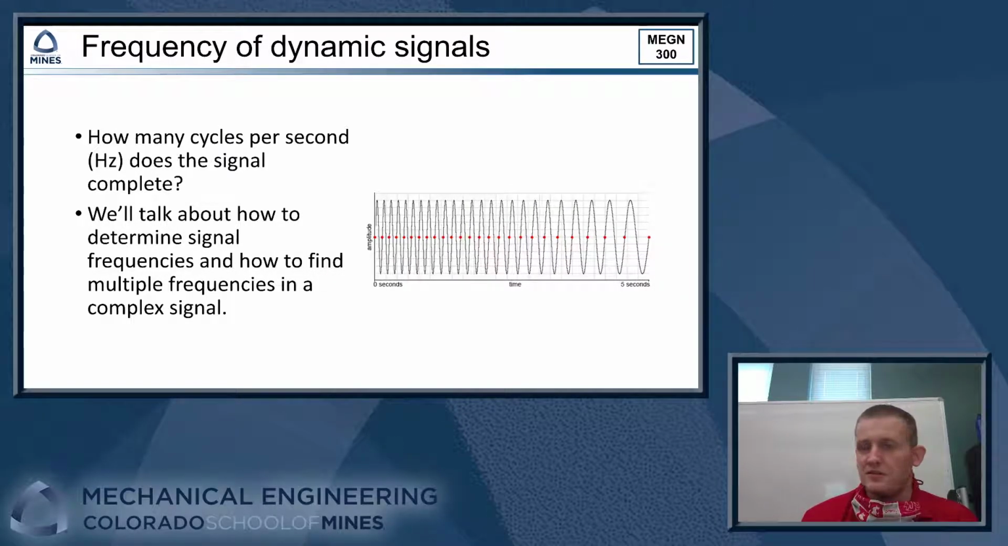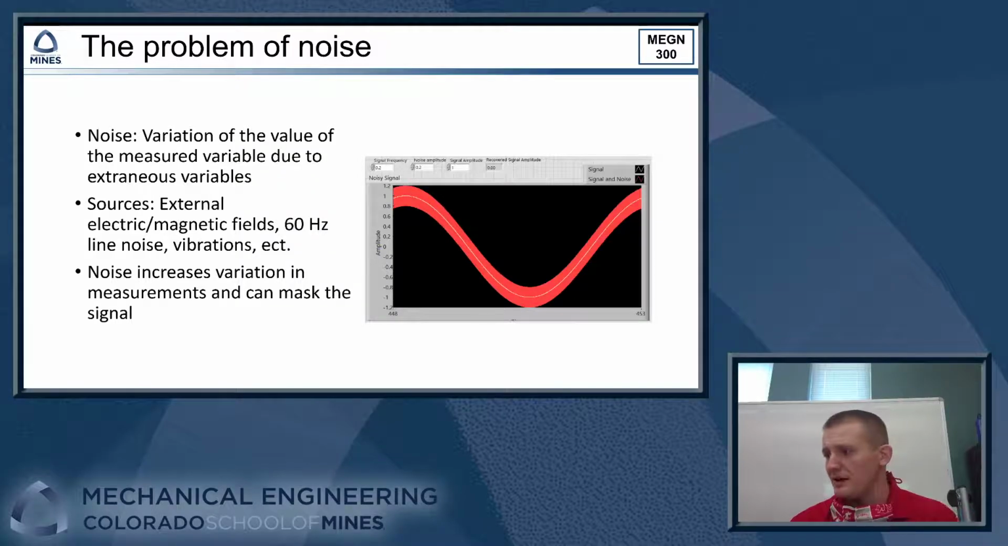All right. So the key idea here is we're generally looking at the frequency of these dynamic signals. So the question is, how many cycles per second, or hertz, does the signal complete, right? That's the key quantity that we'll be looking at in this upcoming unit. So we'll talk about how we can determine what those signal frequencies are, and if we have a complex signal that's actually got a bunch of frequencies mixed together, how do we break those apart and analyze them? So we'll be talking about the Fourier transform and how that mathematical operation can help us with this sort of analysis.